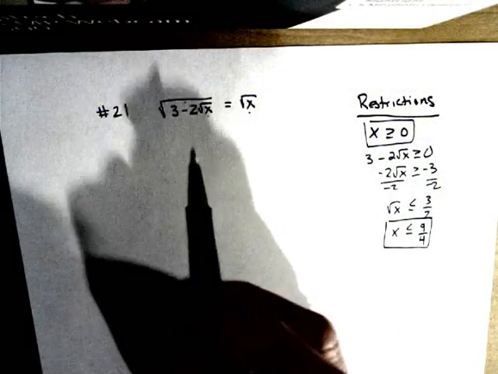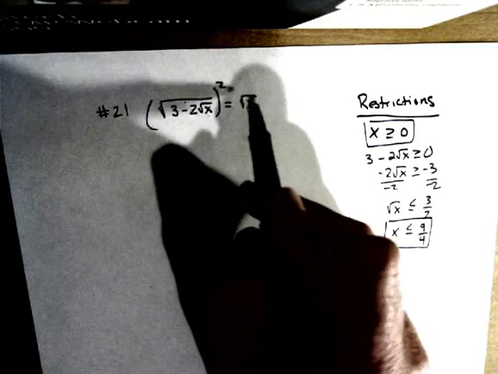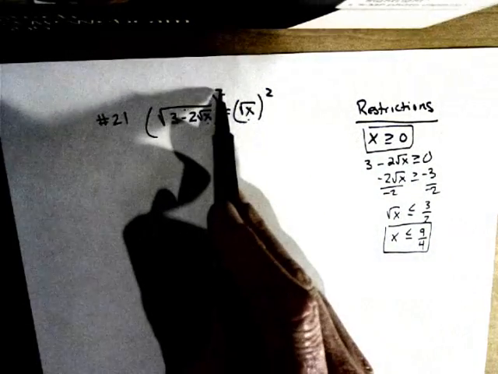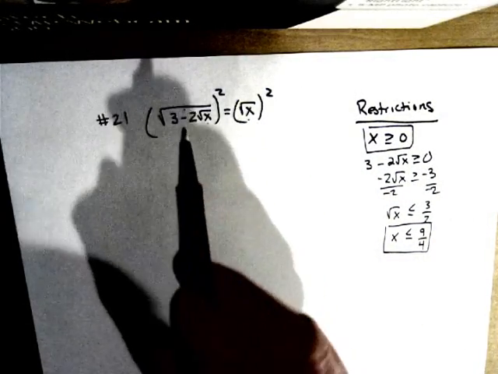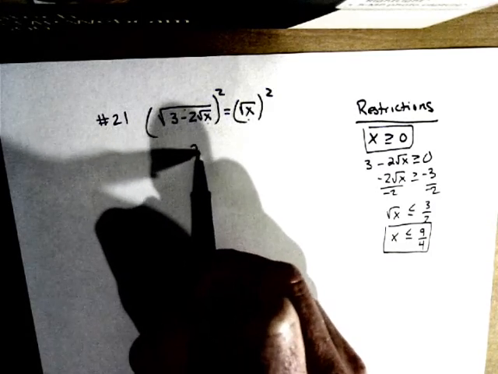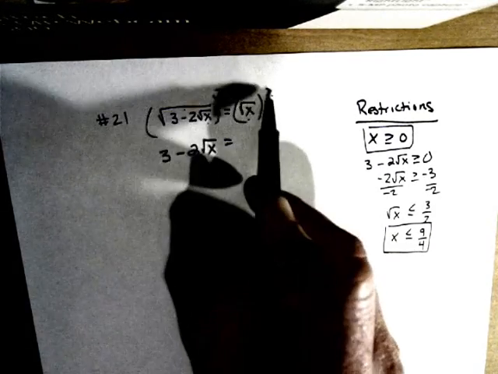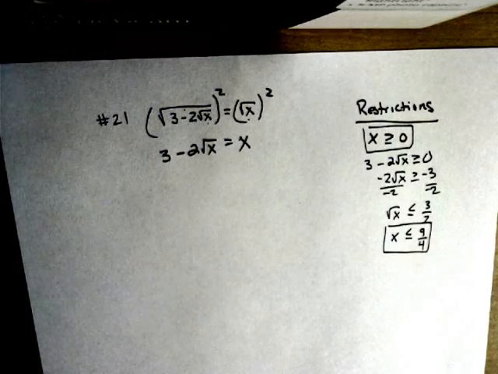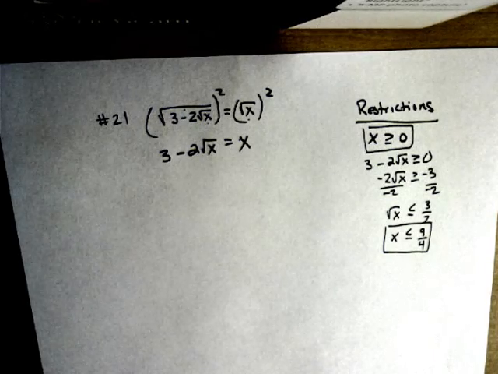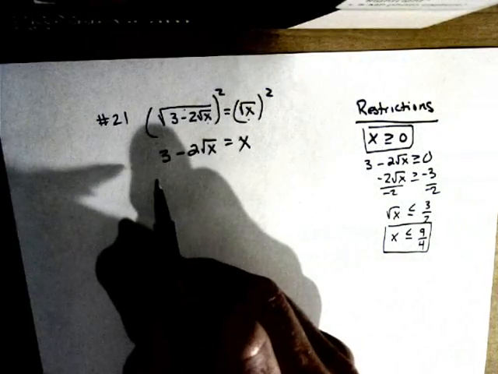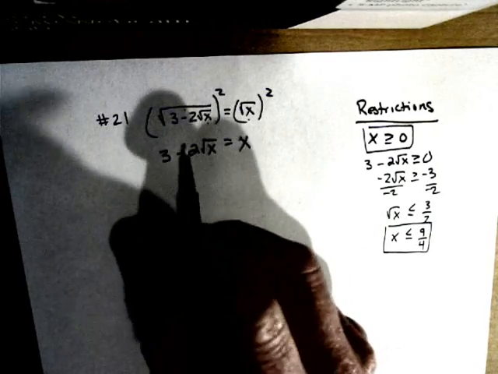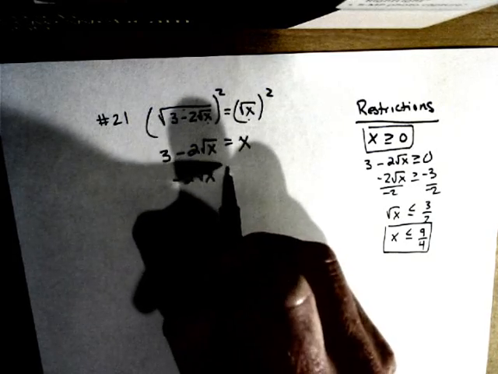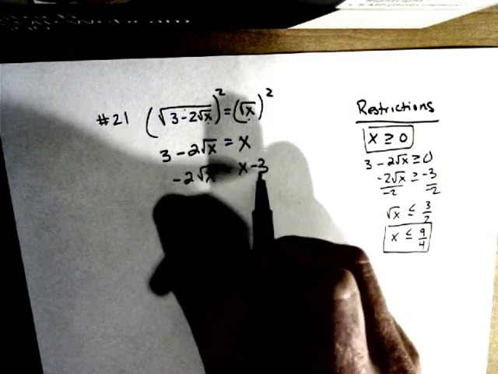To undo a square root, we have to square both sides. So we'll take both expressions and square them, both sides. This square cancels out the square root. We're left with 3 minus 2 radical x, and these radical and squares cancel each other out, so we have left an x on that side. Okay, so let's subtract 3 from both sides, and we'll end up with negative 2 radical x is equal to x minus 3.